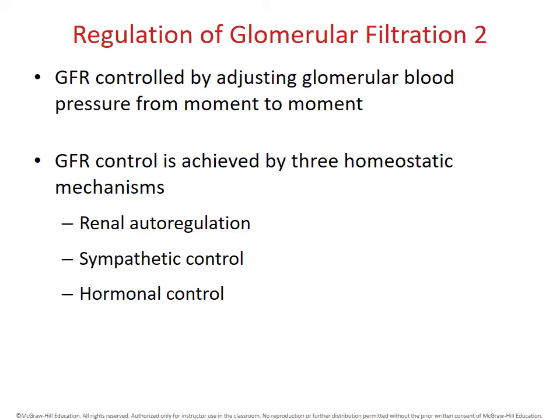So there are a couple of different ways that we regulate glomerular blood pressure, and you see those listed here. It's through what we call renal autoregulation, sympathetic control, and hormonal control. So three separate mechanisms for specifically affecting glomerular pressure, which is going to affect glomerular filtration rates.